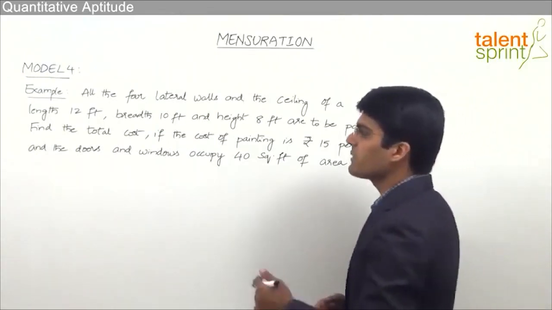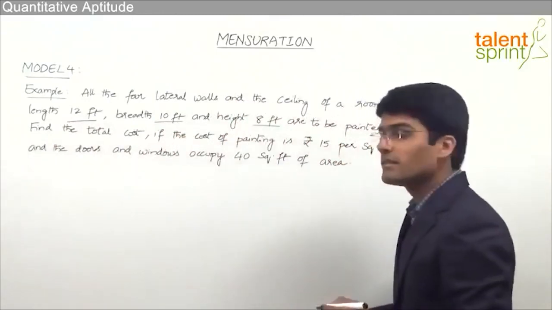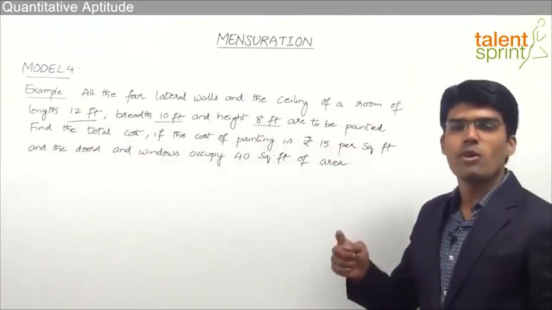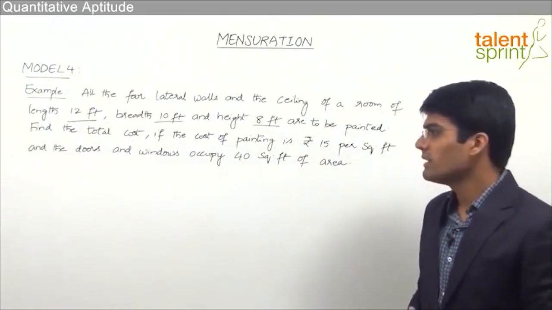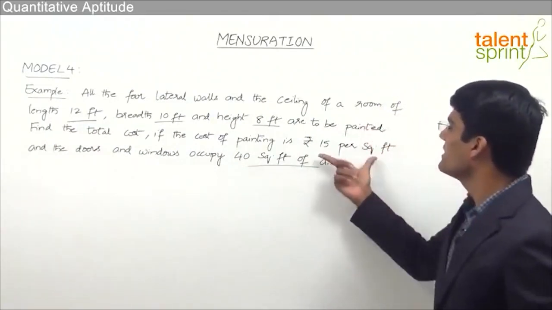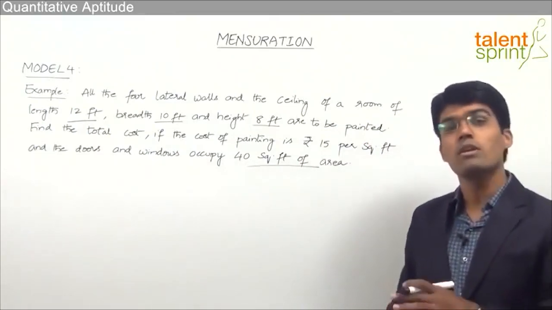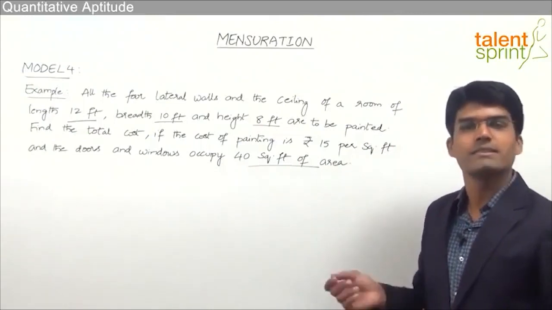So here, as given in the question, there is a room of length 12 feet, breadth 10 feet and height 8 feet, where all the 4 surrounding walls and the ceiling have to be painted. The doors and windows occupy 40 square feet of area and the cost of painting is 15 rupees per square feet. So from this information, we need to find out the total cost of painting this room.